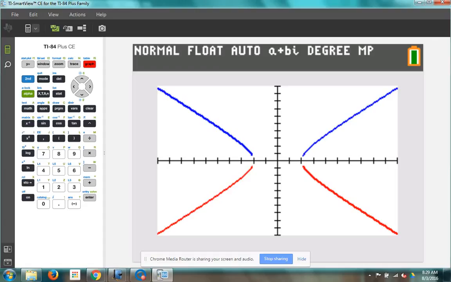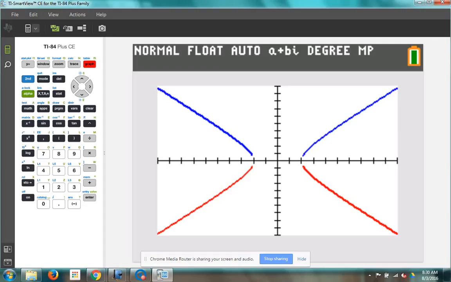Does that pass the vertical line test? If I can take a vertical line right here, it hits it twice, doesn't it? Does that pass or fail? Fails. That fails the vertical line test because I put a vertical line somewhere on there and it hit the graph twice. Okay, so this one's a little bit more difficult.